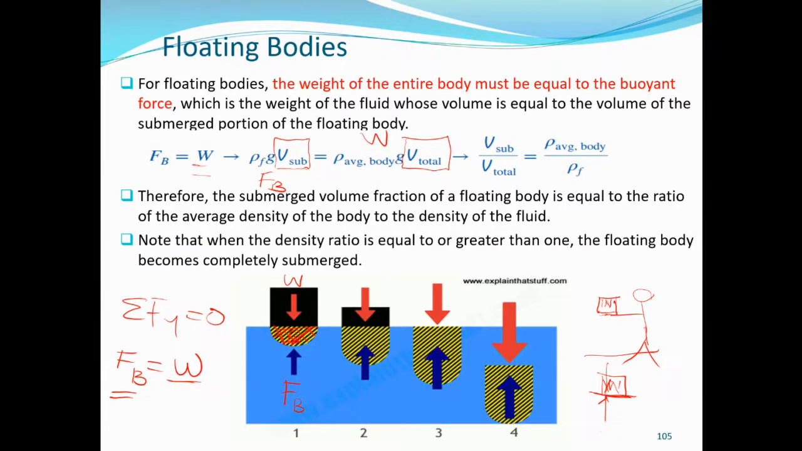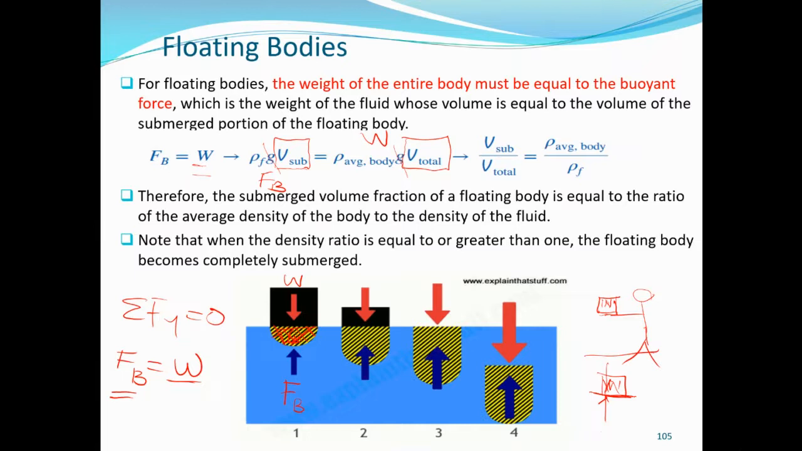So from this you can strike out g, which is the same. The submerged volume fraction is given by the ratio between the density of the body and the density of the fluid. Therefore, the submerged volume fraction of a floating body is equal to the ratio of the average density of the body to the density of the fluid.